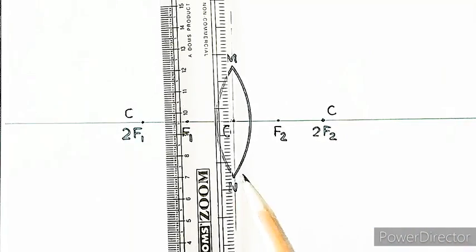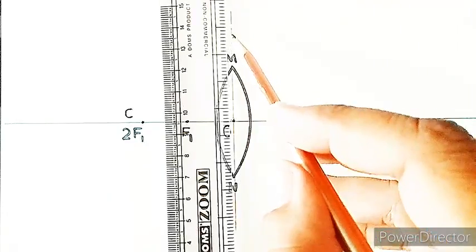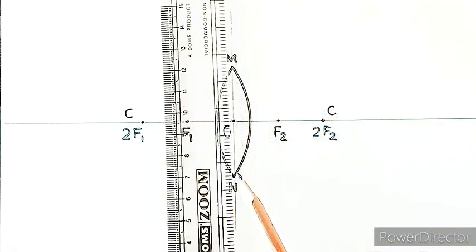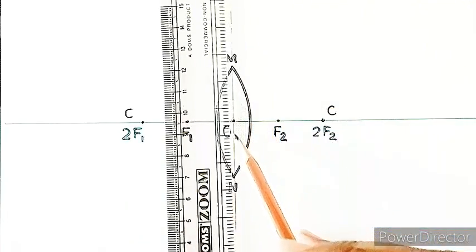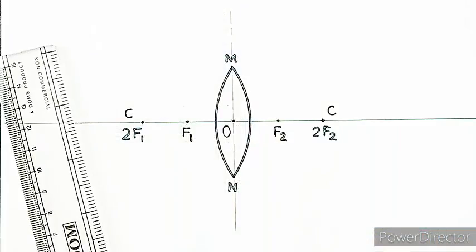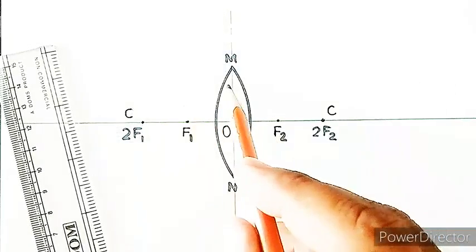And then with the scale you will have to draw one perpendicular to this principal axis. You draw one perpendicular dotted line, and that will be our main surface for the refraction of light.